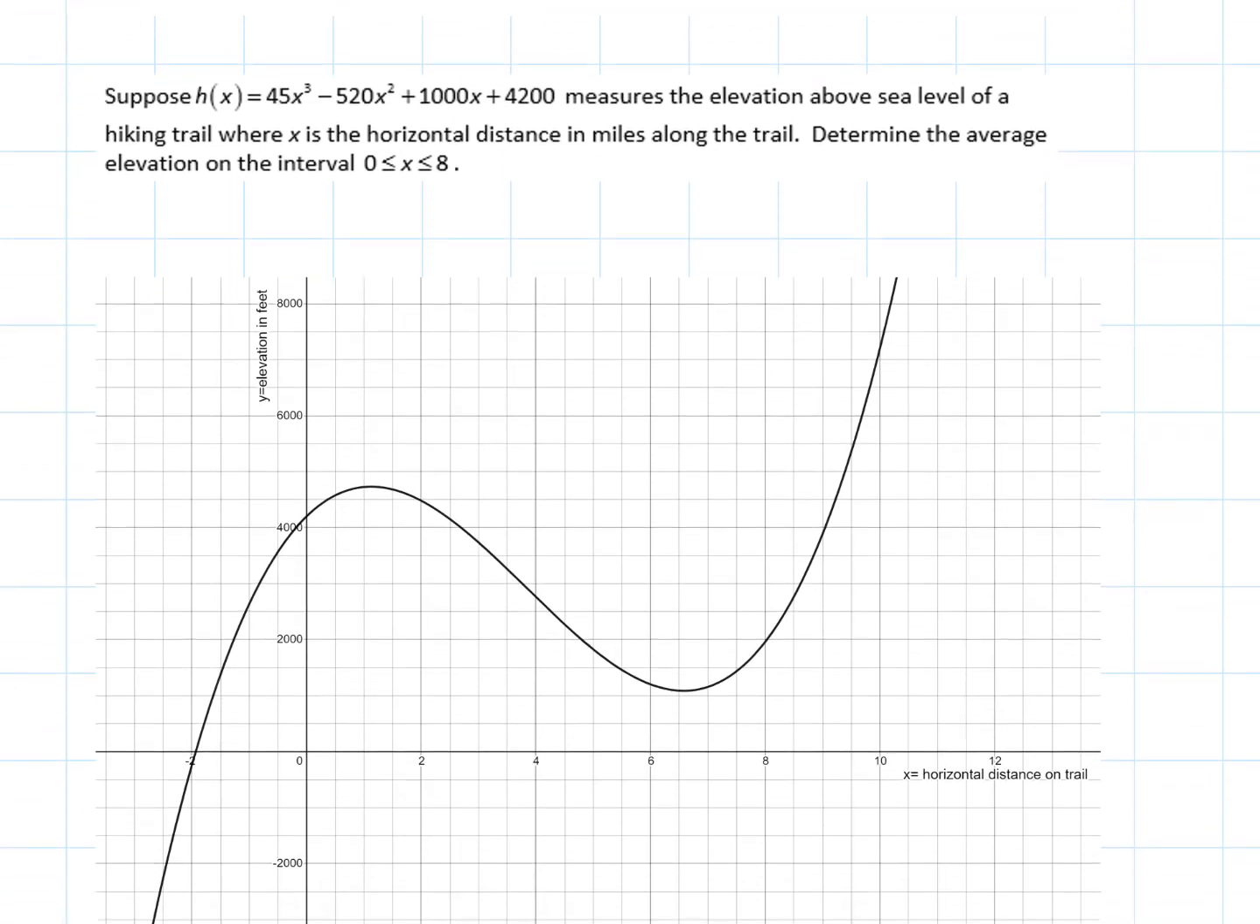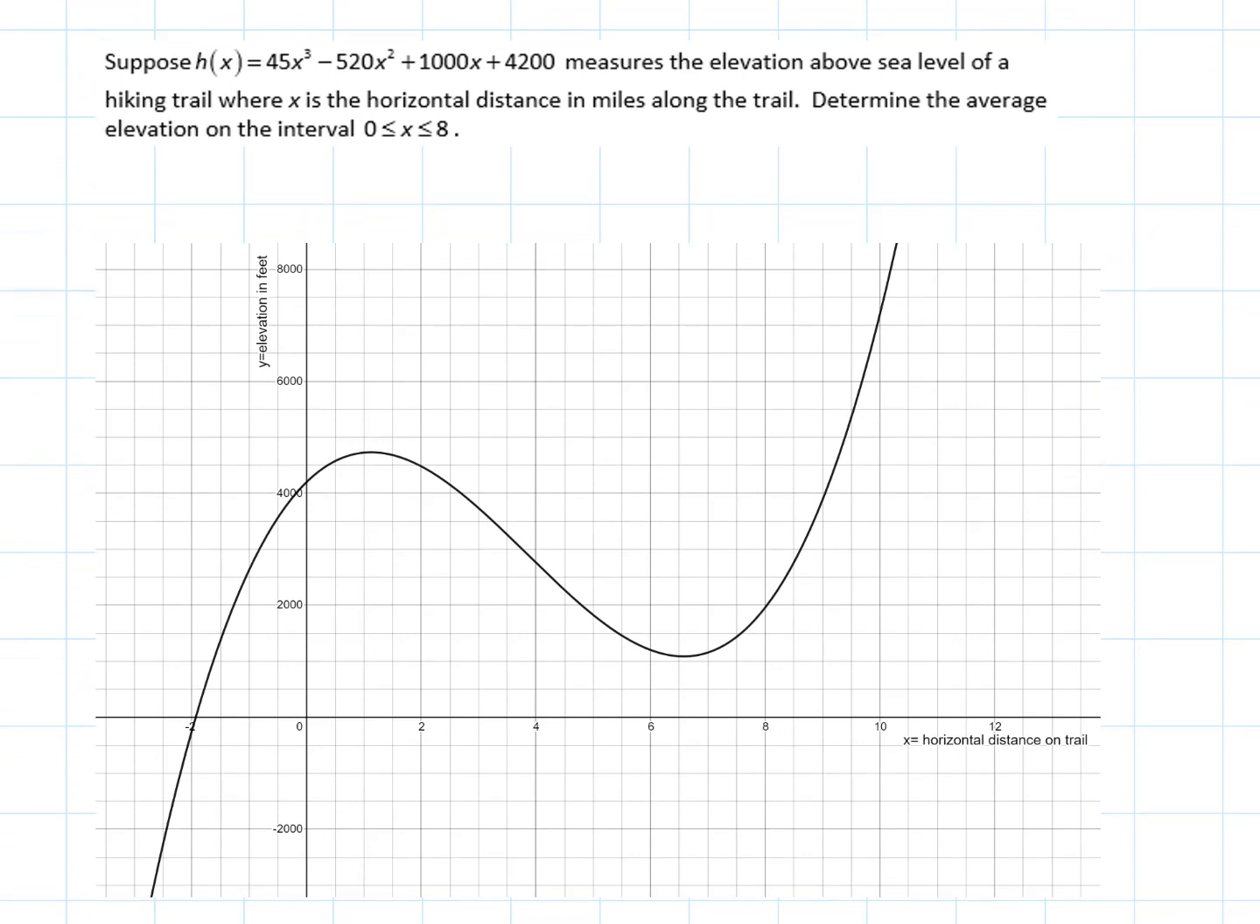So here we've got an example. Suppose that h of x, for height, is equal to 45x cubed minus 520x squared plus 1000x plus 4200. And that measures the elevation above sea level of a hiking trail where x is the horizontal distance in miles along the trail. Determine the average elevation on the interval from 0 to 8.